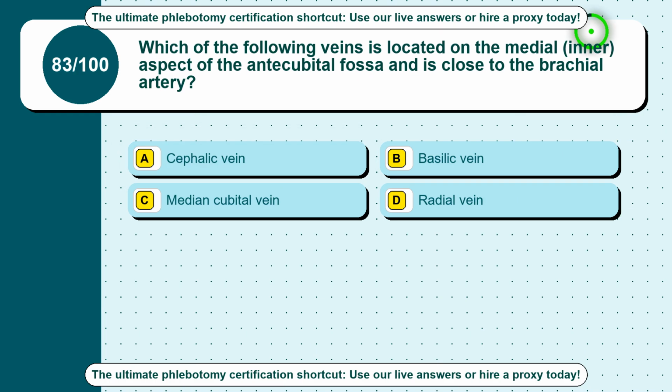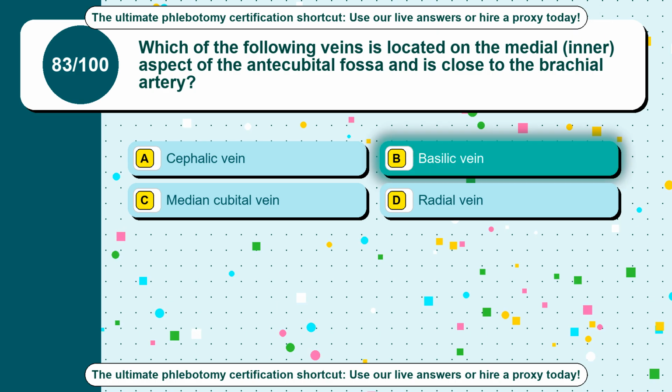Question 83. Which of the following veins is located on the medial, inner, aspect of the antecubital fossa and is close to the brachial artery? Option A, cephalic vein. Option B, basilic vein. Option C, median cubital vein. Option D, radial vein. The correct answer is option B, basilic vein.